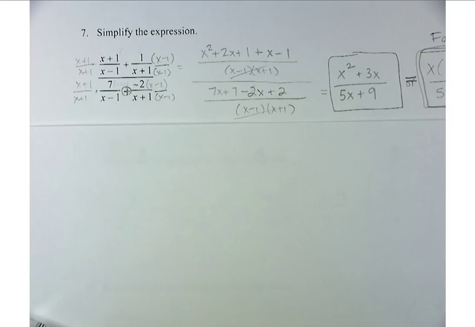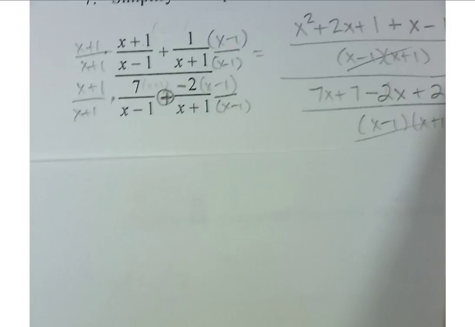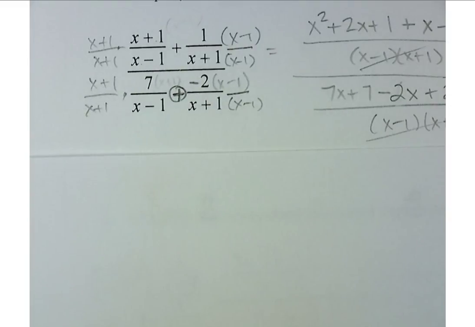Right. Okay, so simplify the expression. This is a compound fraction. Okay, so the first thing you want to do is isolate. Okay, just worry about the numerator first and make that into one term. So our LCD for the numerator is x plus 1 times x minus 1. So I'm going to multiply the second one by x minus 1 over itself. I'm going to multiply the first one by x plus 1 over itself.